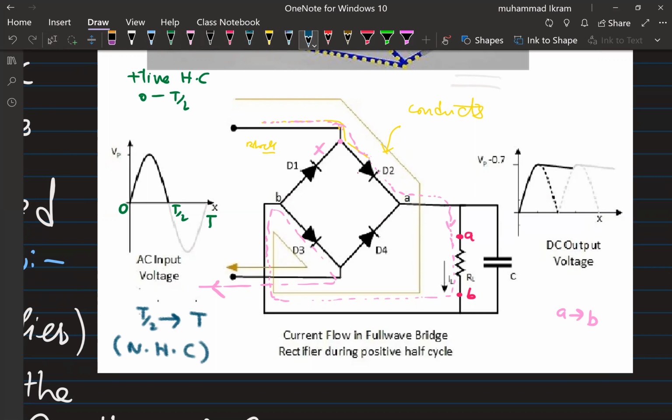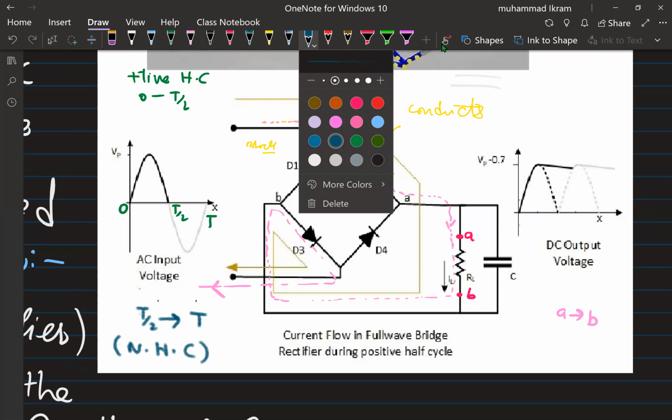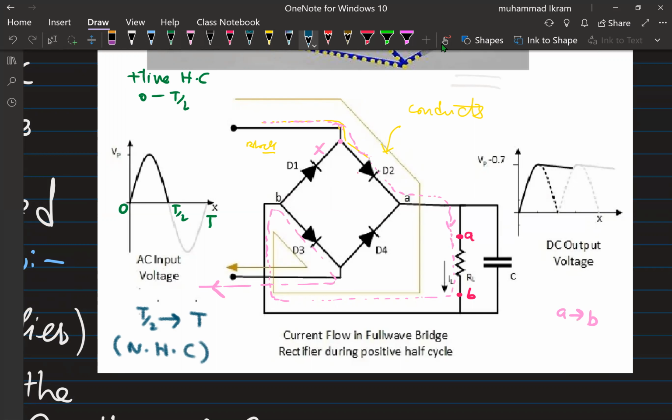Now let us see what happens during the negative half cycle. This time, this becomes the neutral terminal and this the positive terminal. And what is going to happen for the current? During the negative half cycle, the reverse happens. This acts as a positive and that acts as a negative, just contrary to the pink one.